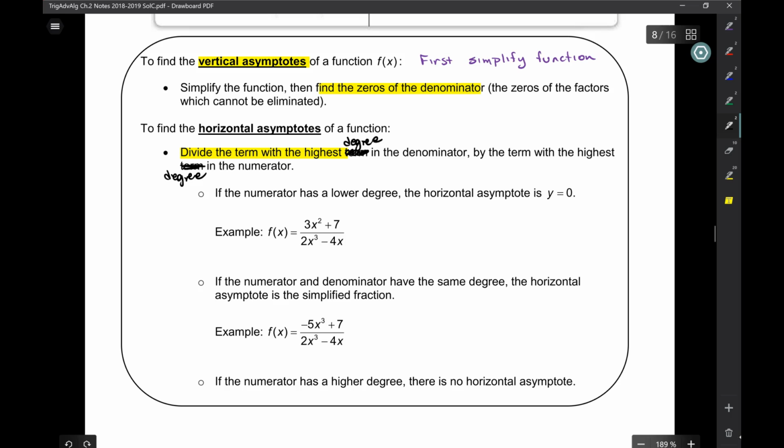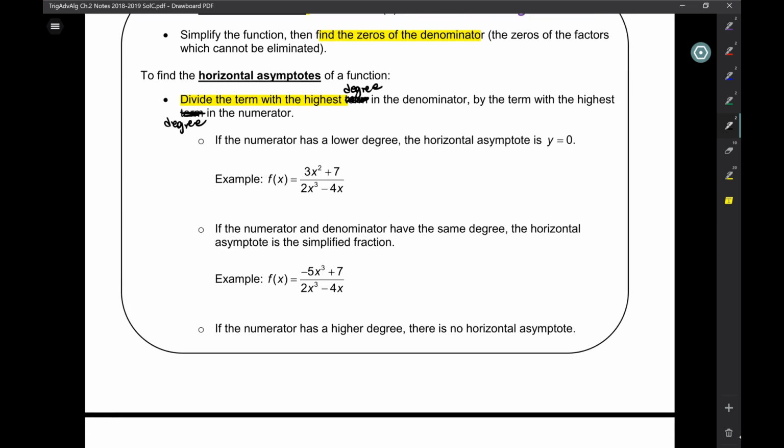Okay, so basically we're going to be dividing the highest degree from the top by the highest degree from the bottom. When you divide exponents, subtract. Yeah, so here it's a lot simpler than that, really. So there are three possibilities. What we're doing is taking the term with the highest degree on top and the bottom. So we're comparing two things.